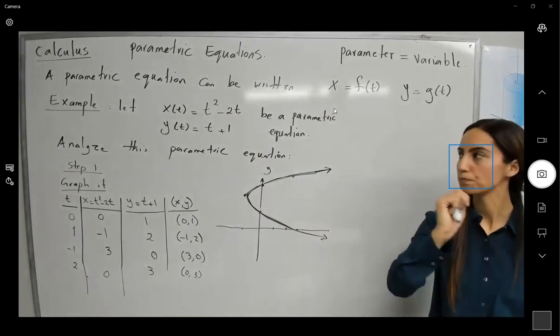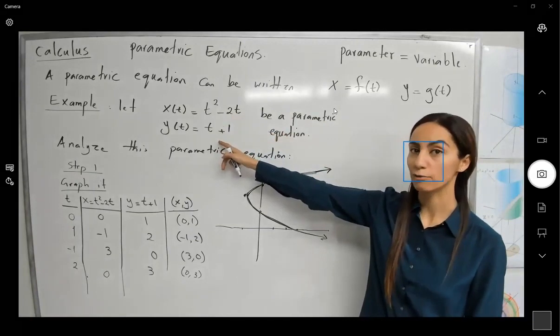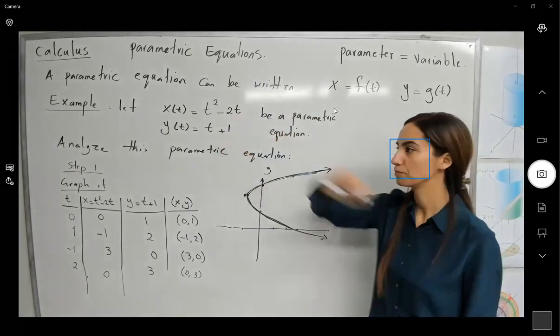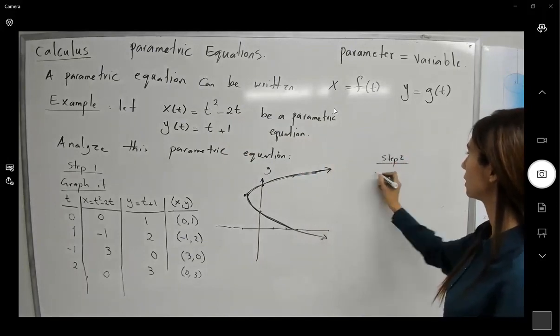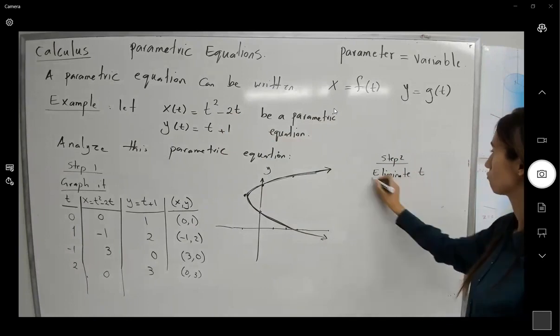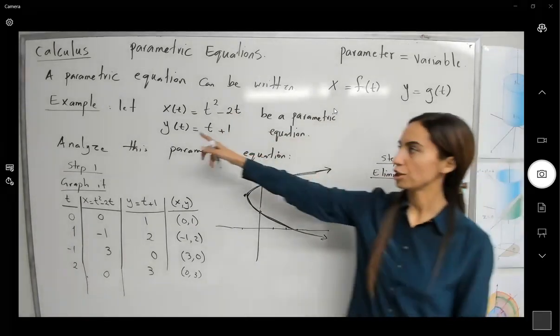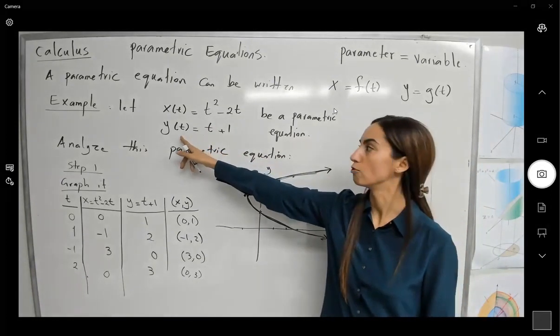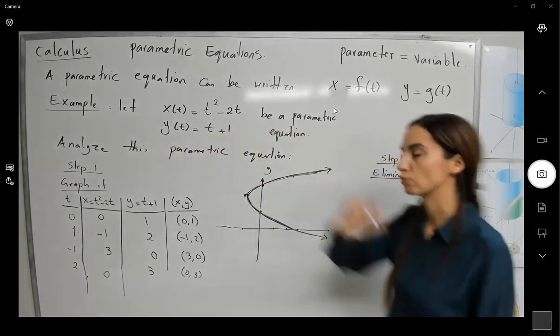Step 2, write this guy in terms of x and y, get rid of t. Step 2, eliminate t. How do we eliminate t? Take a look at your second equation. y is t plus 1, so t is y minus 1.